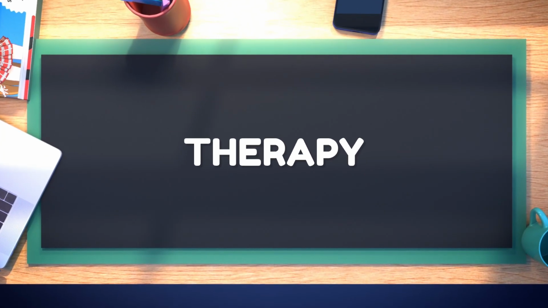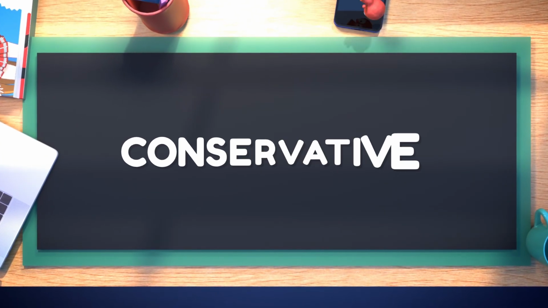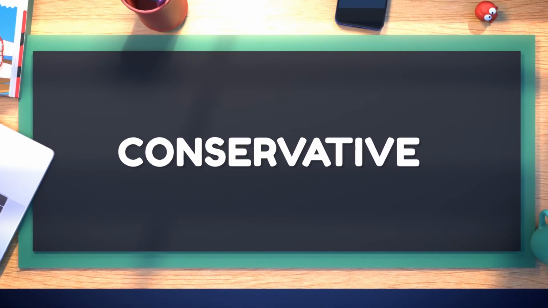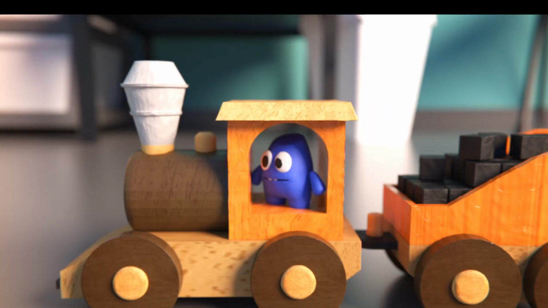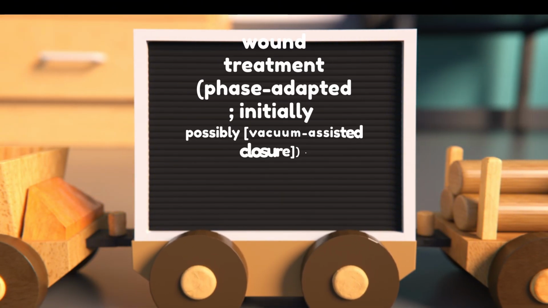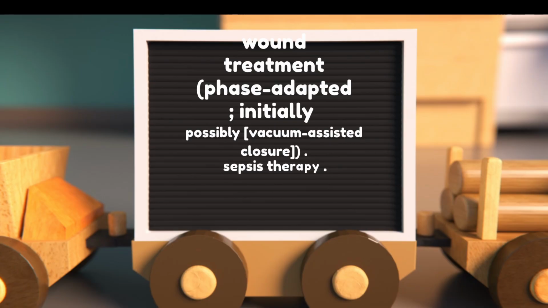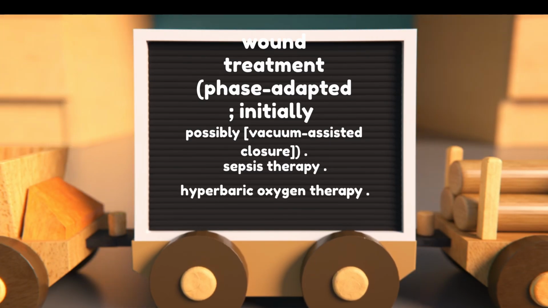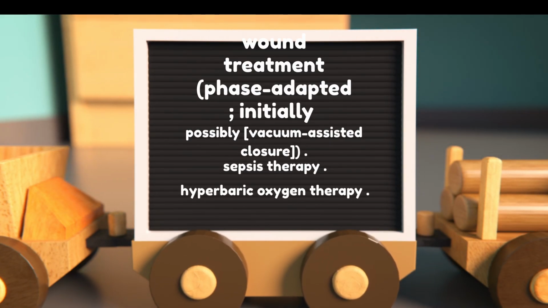Therapy: conservative and surgical. First, conservative therapy. Antibiotics. Wound treatment, phase adapted. Initially keep moist, hydrocolloid dressings, possibly vacuum-assisted closure. Sepsis therapy, if necessary hyperbaric oxygen therapy.